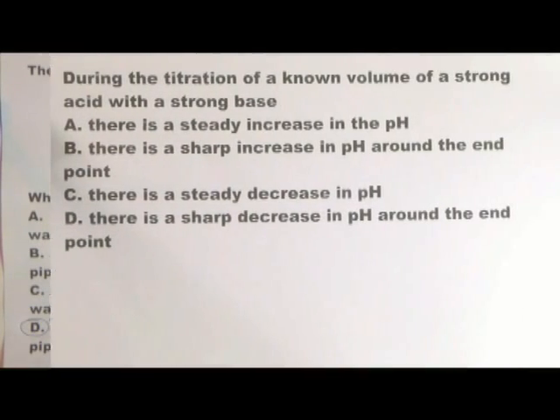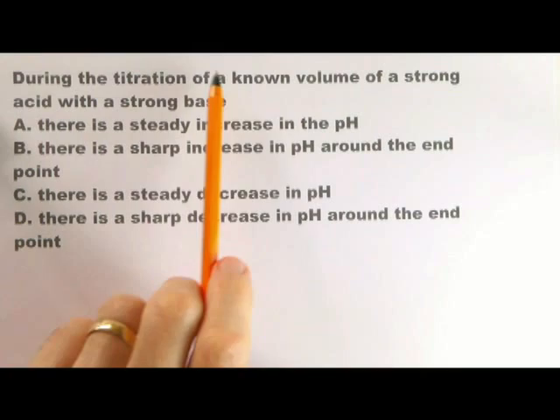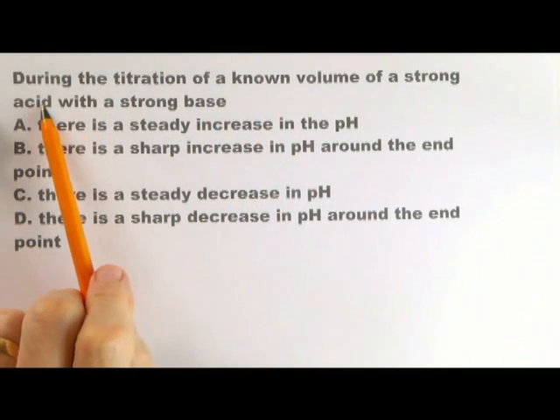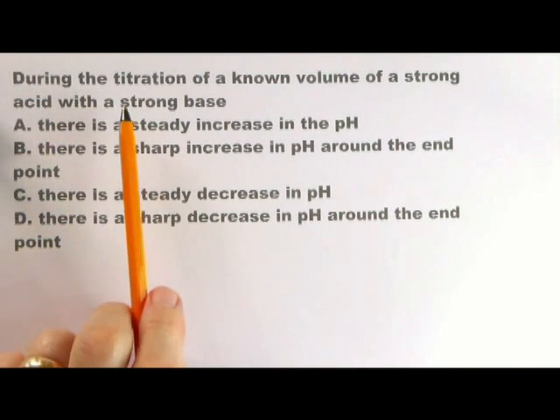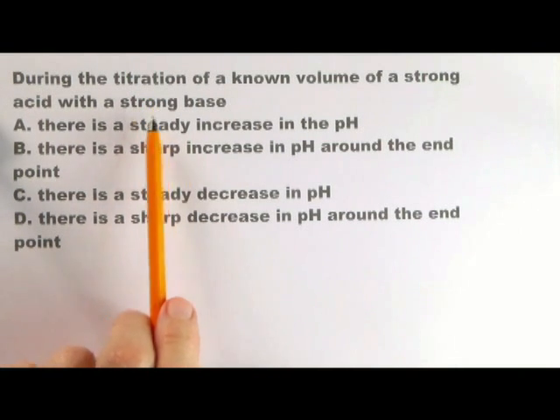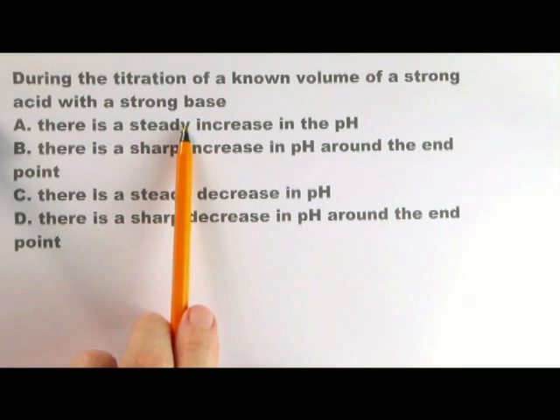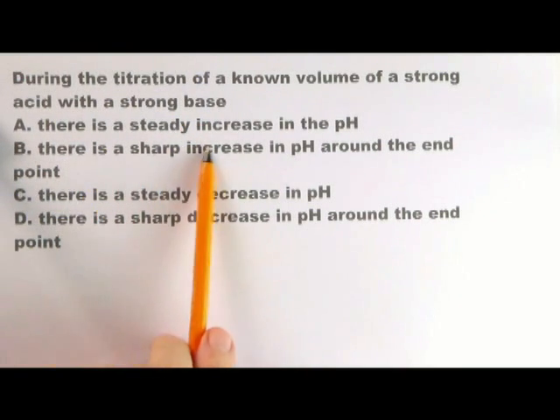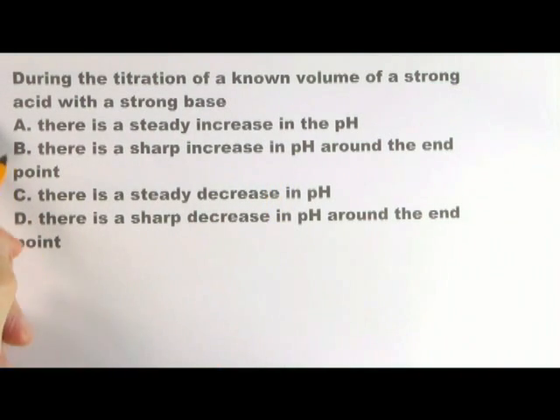It's because of these. In this statement, they tell you that it's a known volume of strong acid. Therefore, the acid is put into the flask and the base is put into the burette. As the base is added, you know there will be an increase in pH. Steady increase in pH? No, it's not a steady increase. There's a sharp increase in pH around the endpoint. Yes, from the previous graph, we've seen that there is a sharp increase in pH around the endpoint.